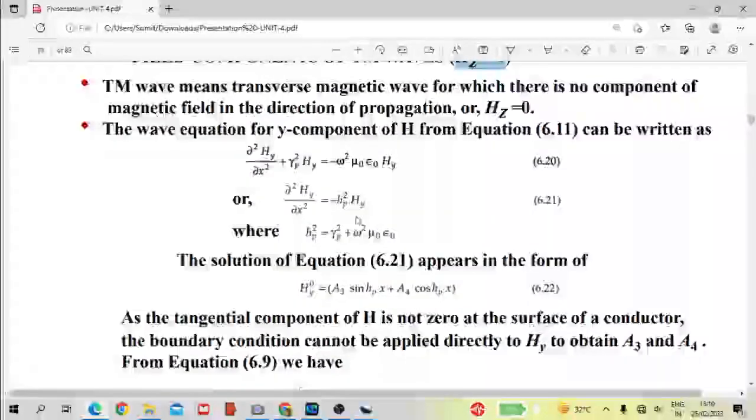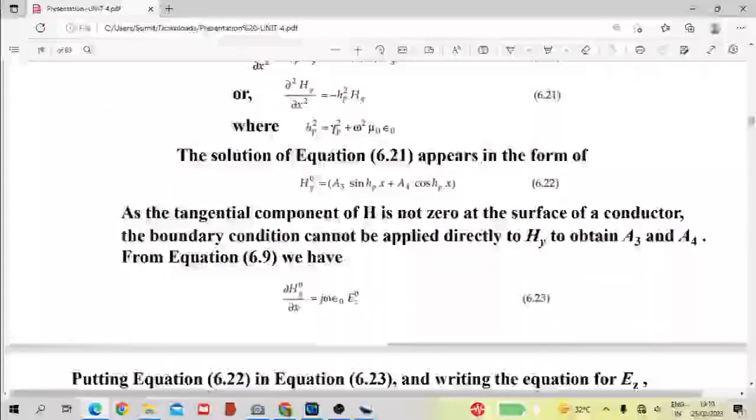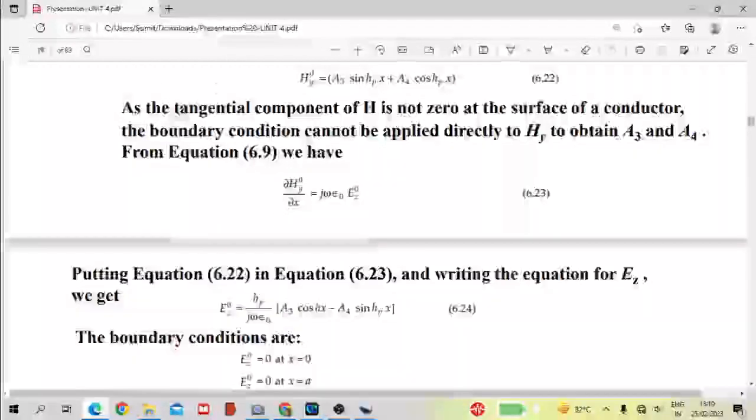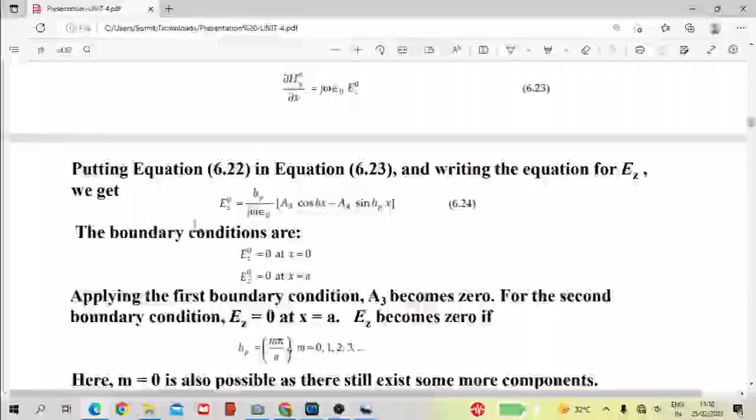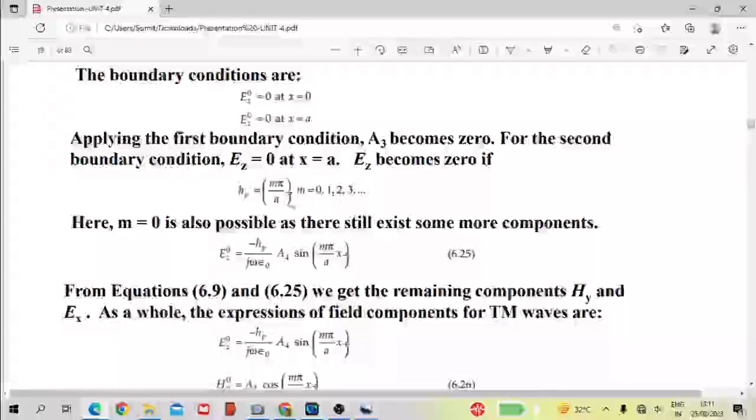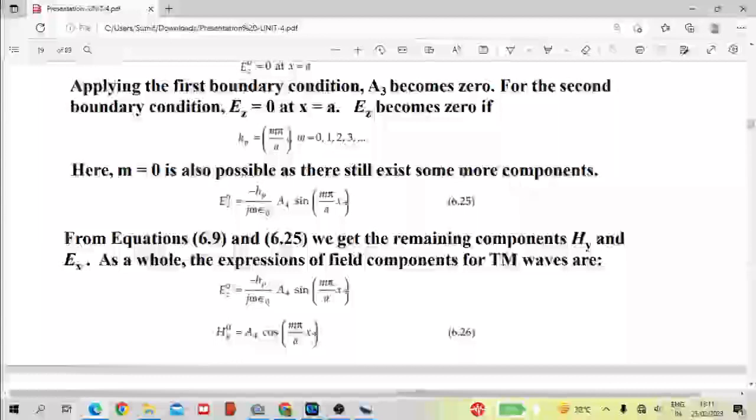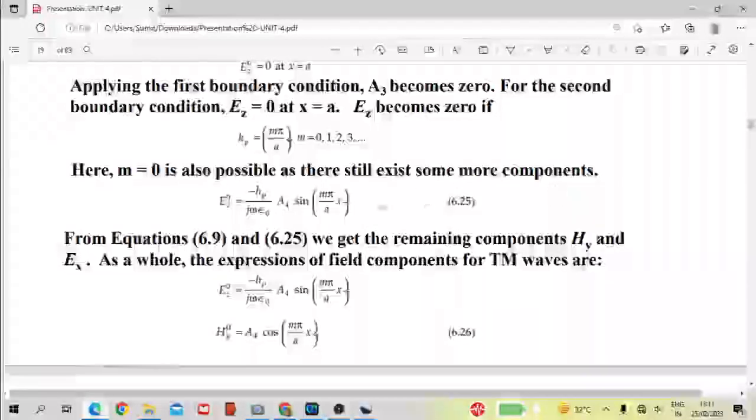You will get similar equations as the previous one and you get the solution. The same thing I am not repeating, you can go through the same process and we get this equation. Here it is m pi by a. So here again m will start from 0. Why? Because when m is 0, there exists some component. You can put in the equation and see when m is 0, components will exist. Also there still exists some more component, Ez will exist obviously. In TM modes, Ez has to exist.